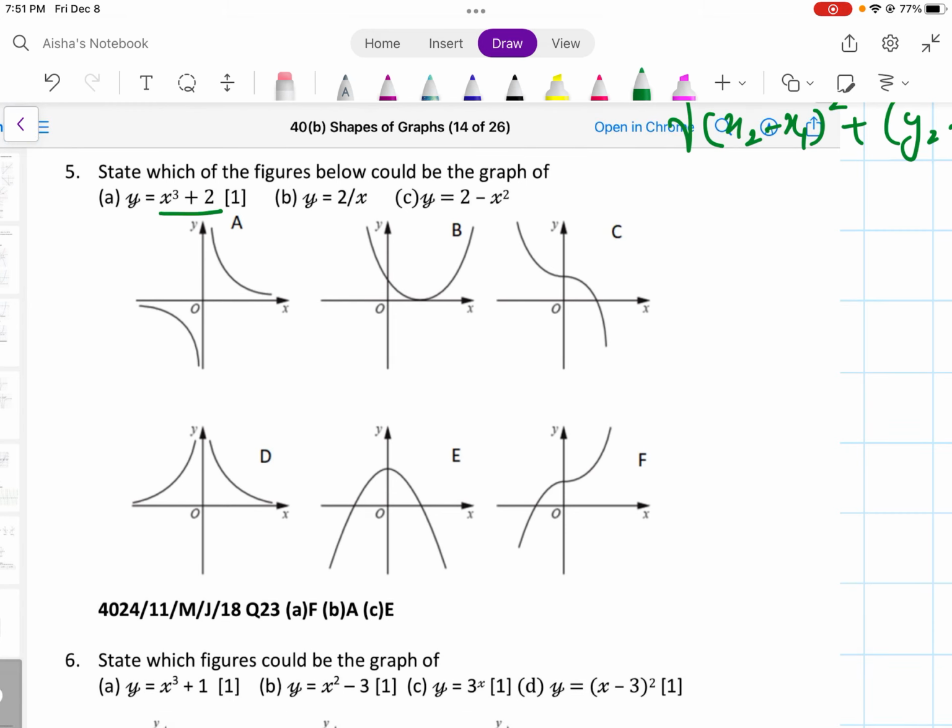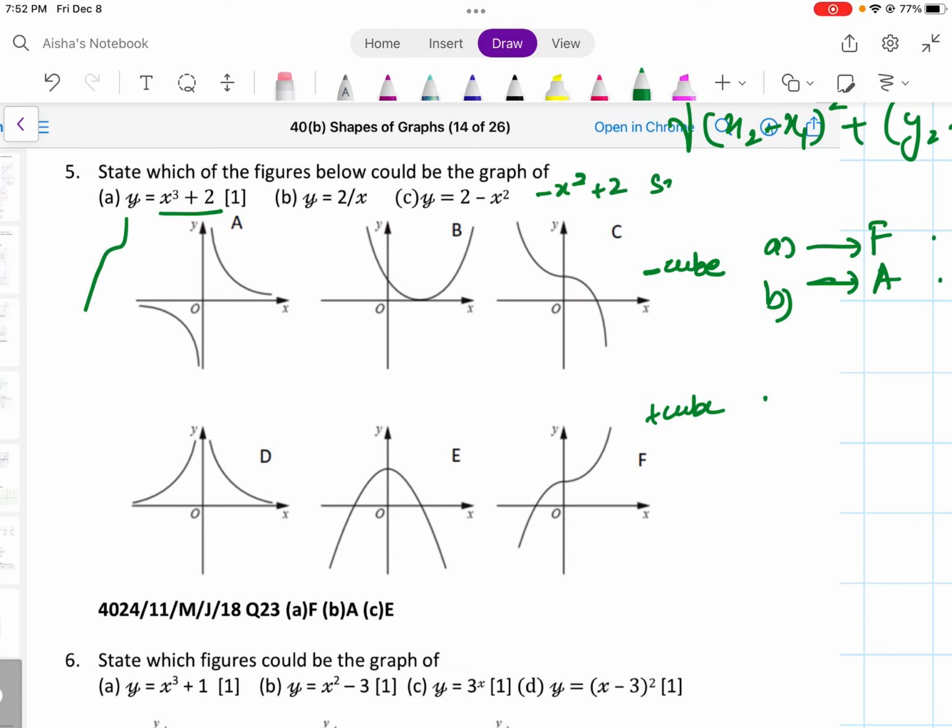Now x cube plus 2, cubic graph है, positive है, plus 2 से कट करेगा. This is negative cube and this is positive cube. So A will become F. B, reciprocal graph है with 0 0, so A. 2 minus x square plus 2 means it's a sad face. Sad face में plus 2 intercept में आ रहा है.